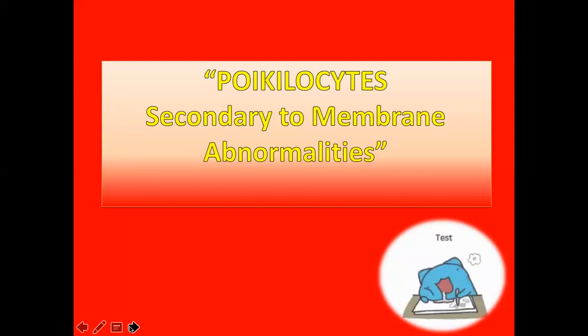So, if you have heard of this word, poikilocytes, these are the abnormal shapes of the red blood cells that can be visible if you observe and visualize them under the microscope. So poikilocytosis means that there are variations in the shapes of the red blood cells.